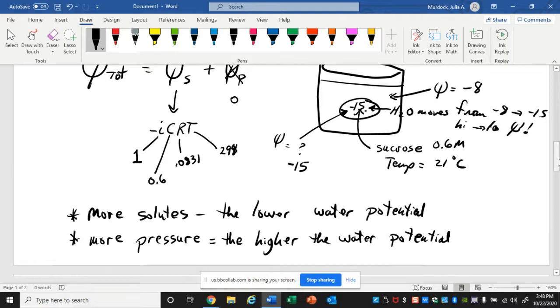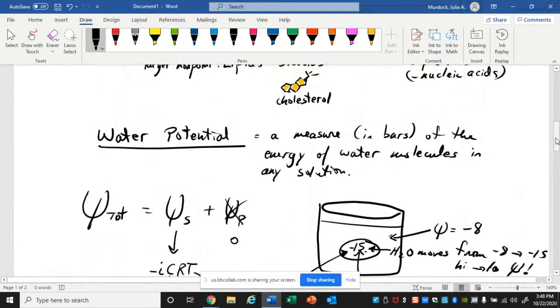Could you please explain what do we need to know about synapses? Neurons, yes, that's a good one. Okay, let me just, I think I can just.